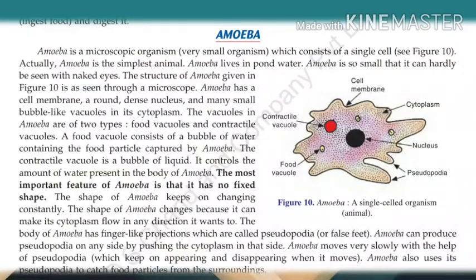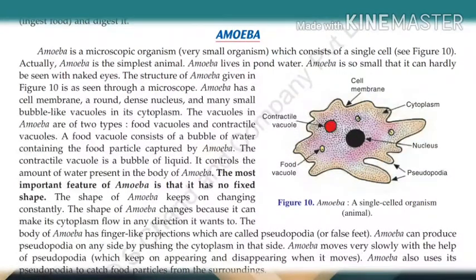The body of amoeba has finger-like projections which are called pseudopodia, also called false feet. This is another important feature found in the amoeba. Could you see the pseudopodia? It is finger-like or not? Yes, it's a finger-like projection. Amoeba can produce pseudopodia on any side by pushing the cytoplasm to that side.